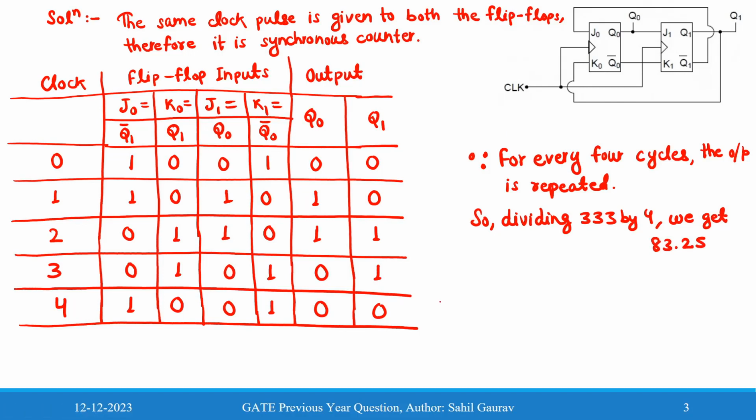So that means at 332 clock pulse, that is 88 cross 4 equal to 332. So it is not 83.25, it will be 88.25.